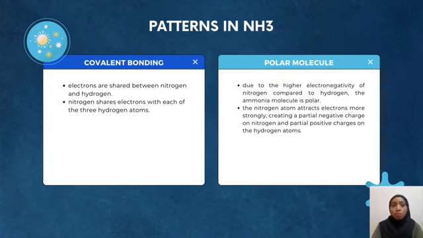Then we will look at the patterns in ammonia. First, we have covalent bonding, and second, we have a polar molecule. For covalent bonding, electrons are shared between nitrogen and hydrogen atoms. Nitrogen shares electrons with each of the 3 hydrogen atoms. For the polar molecule, due to the higher electronegativity of nitrogen compared to hydrogen, the ammonia molecule is polar. The nitrogen atom attracts electrons more strongly, creating a partial negative charge on nitrogen and a partial positive charge on the hydrogen atoms.